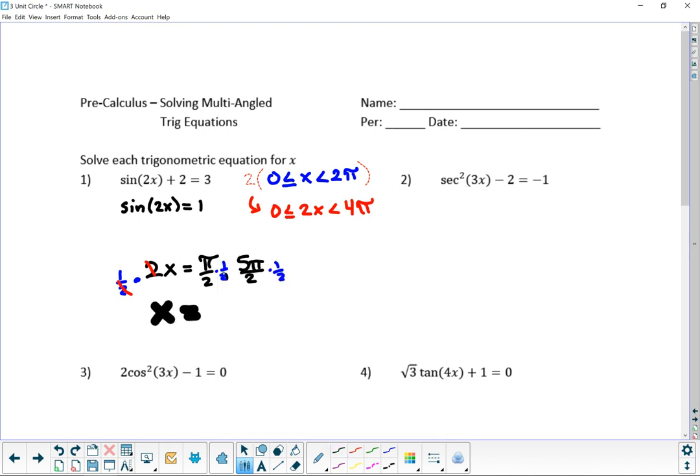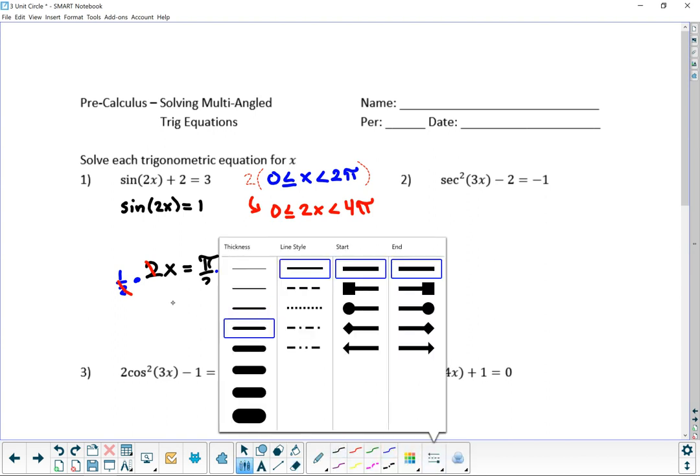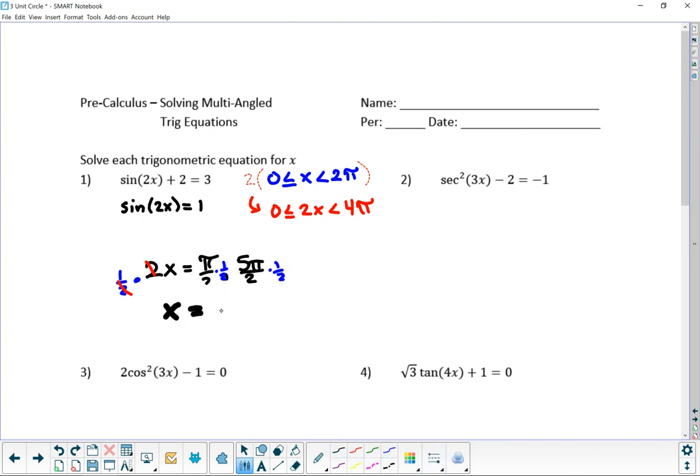X equals pi over 4 and 5 pi over 4. Okay, I'm not liking that. Sorry about that. So x equals pi over 4 and 5 pi over 4.